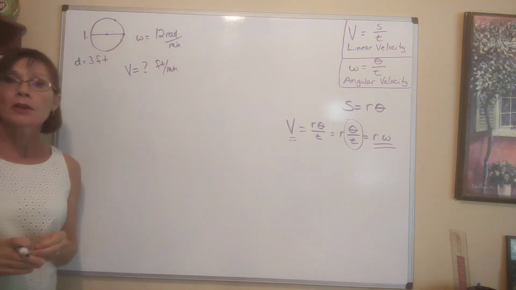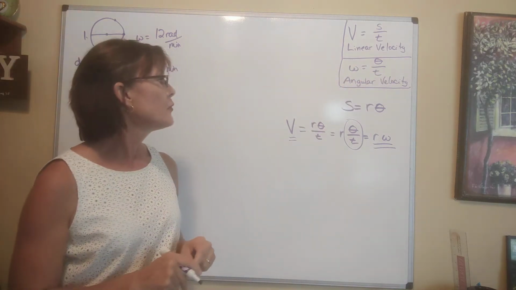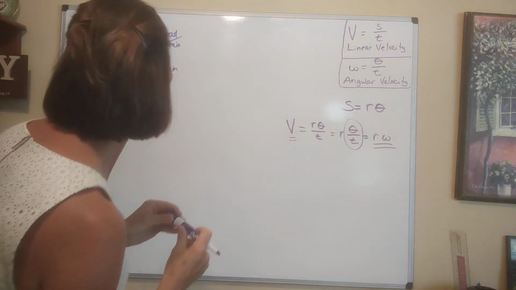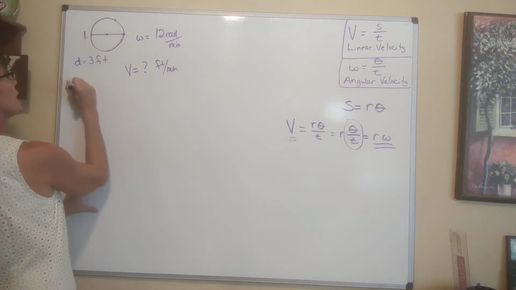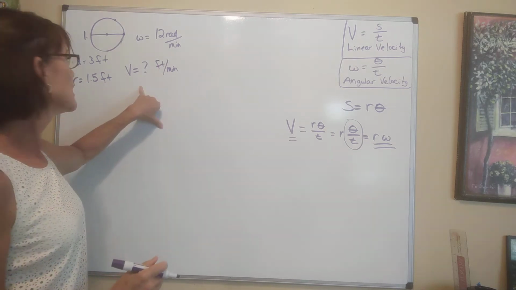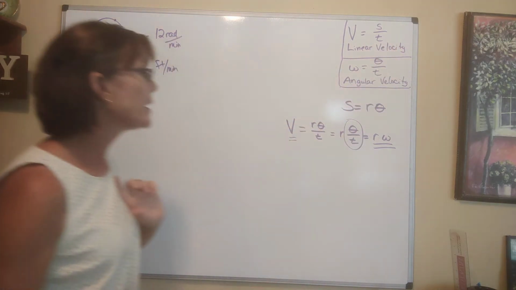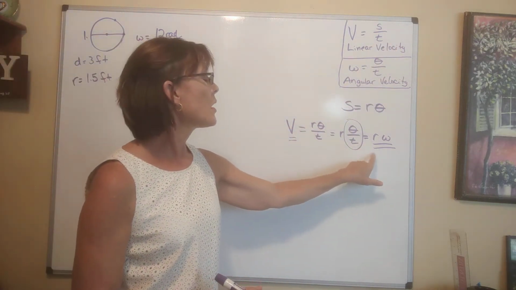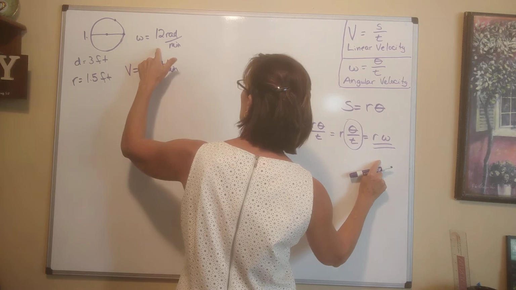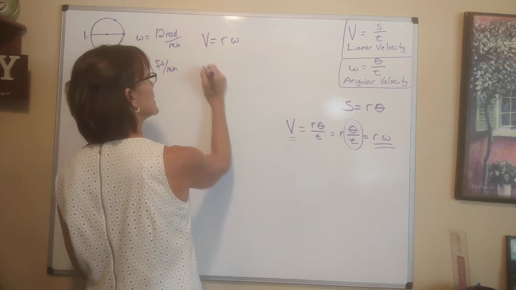First, they gave me the diameter. I must know that I don't have a formula with diameter in it. I do have a formula with a radius in it. So let's figure out what the radius is in case we have to use that. The radius is equal to half of the diameter, so the radius is 1.5 feet. We're looking for velocity, and velocity is equal to S over T, and it's also equal to R times omega. I'm just going to use this because what they gave me in this problem was omega. So velocity is equal to the radius times the angular velocity.